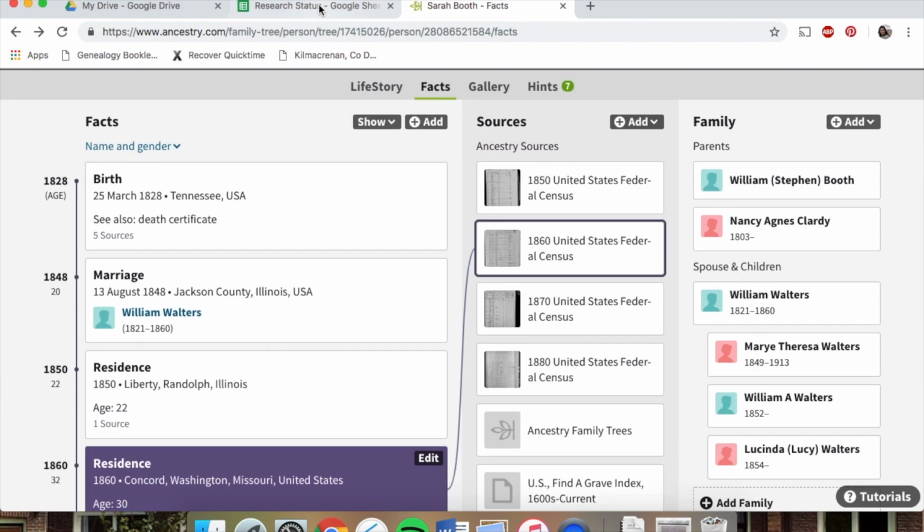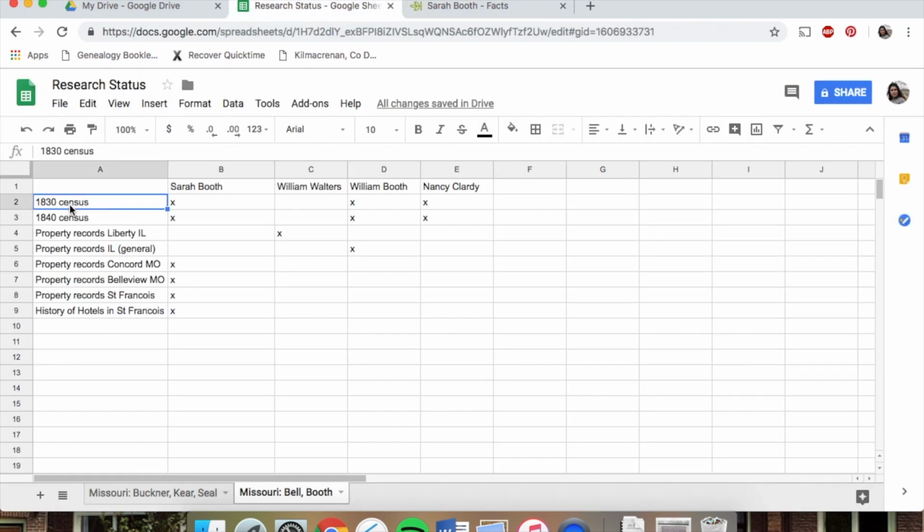Okay, now I'm going to narrow this down a little bit more. These are just the basics that I want to research for Sarah. Obviously, I can add more and put X's next to these people's names, but not going to right now. Let's start with property records for Concord, Missouri.